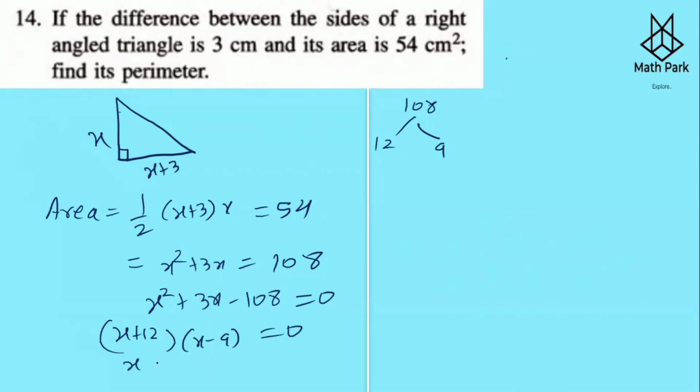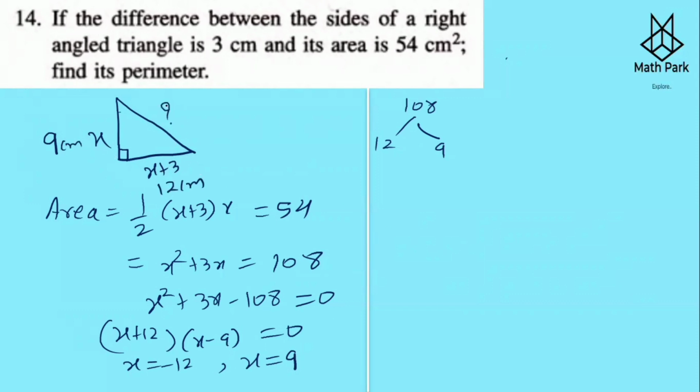If x plus 12 is equal to 0, you get x is equal to minus 12. And if x minus 9 is equal to 0, you get x is equal to 9. So this is how we get the sides: x which is 9 centimeter, and x plus 3, 9 plus 3 is 12 centimeter. Let us find the hypotenuse.